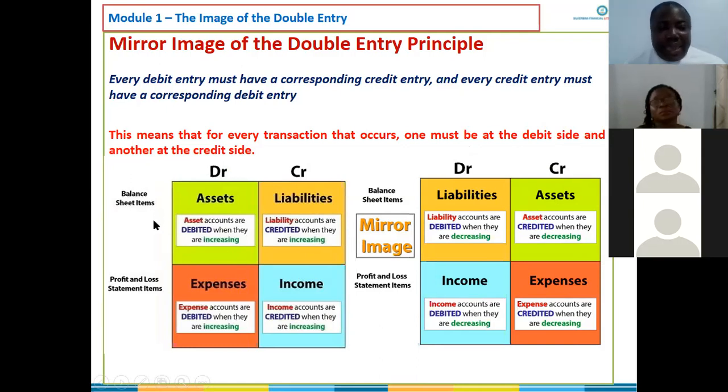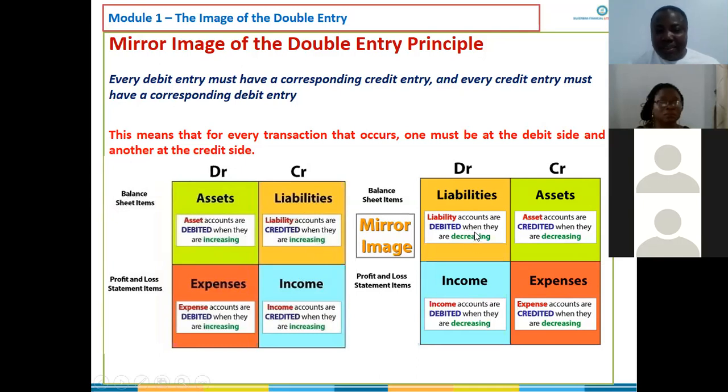Now, in the balance sheet items, check here very well. Asset accounts are debited when they are increasing. When an asset is increasing, it must be debited. Then liabilities: liability accounts are credited when they are increasing. Are you clear about this? So we debit assets when they are increasing, and for liabilities when they are increasing, we credit them.